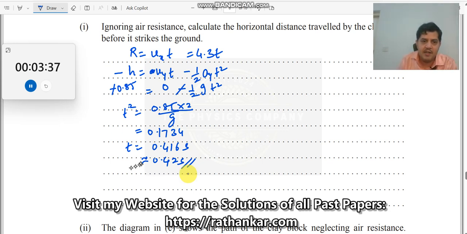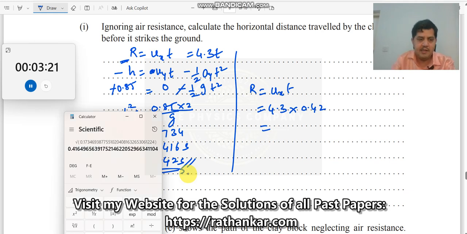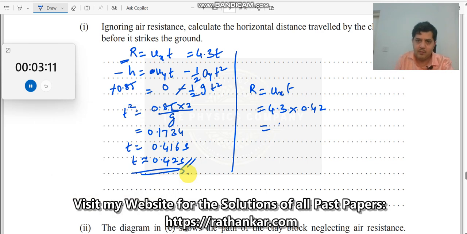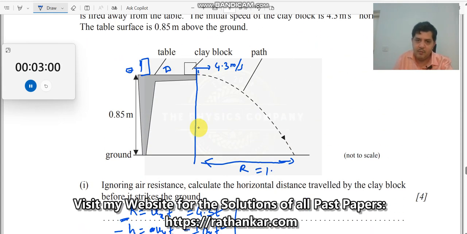Next, what do I do? I should not stop here. Now I need to find the value of r here. The value of r here will now be equal to ux into t, which is nothing but 4.3 into 0.42. Let us do this value. Once again, I am going to take 4.3 star 0.42, right? When I do this, I get this as 1.8 meters, which is the correct answer. Thus, we have got the value of the distance the block falls from the edge of the table. So, this value is seen to be 1.8 meters.